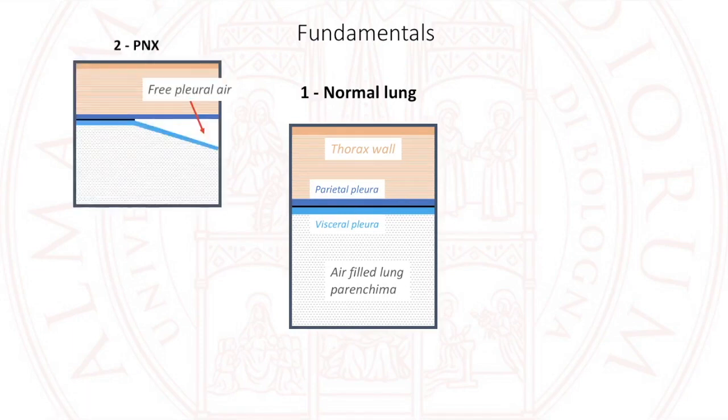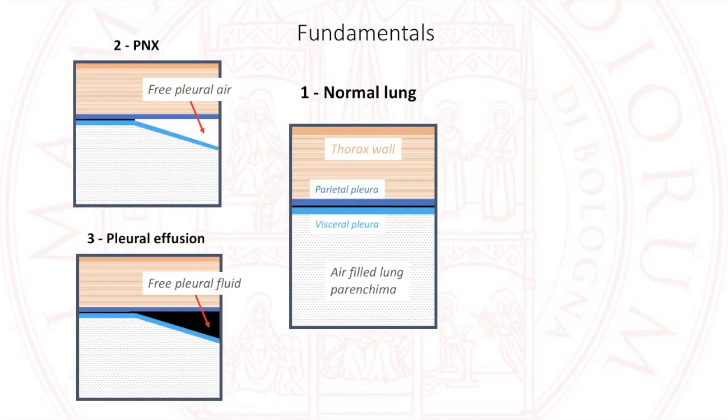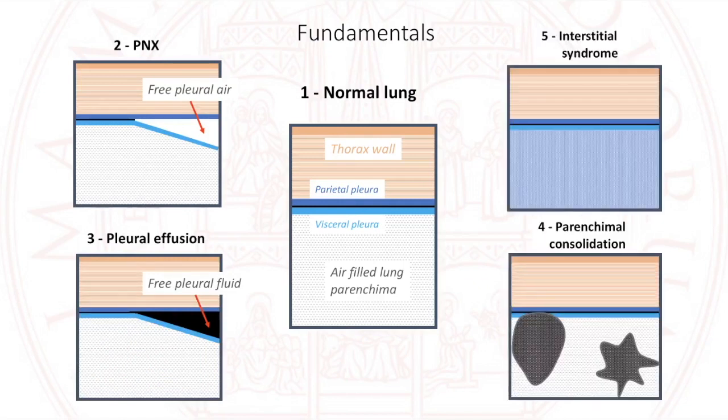These other drawings depict the different pathological scenarios that we can assess with lung ultrasound. We are not going to talk about pneumothorax and pleural effusion. We are going to focus our attention on interstitial syndrome and parenchymal consolidations, since these two are what is most important to assess lung involvement by COVID-19.